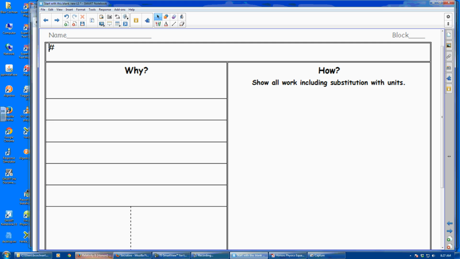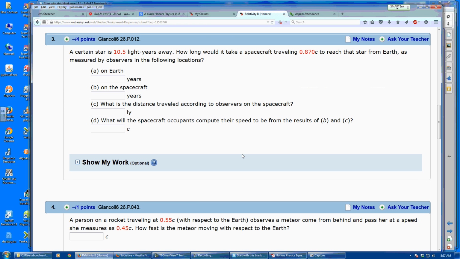All right, folks, we're going to hit number 3 here. Hopefully get a bunch of it done before the block ends. This one, it's good to do this one because it's not a relative velocity one like the other ones we've done there in the block. So you've got this star. It's 10.5 light years away. Remember, light years is a distance. A lot of people look at it and see the word years and think time. No, it's the distance light travels in 1 year.